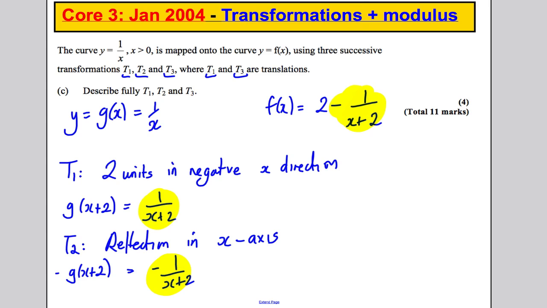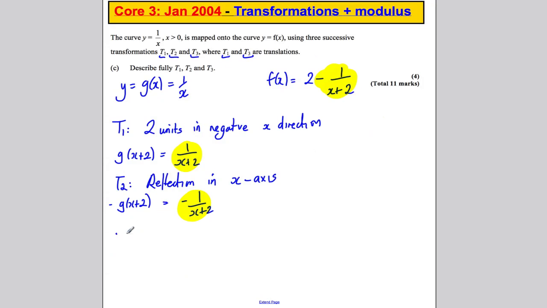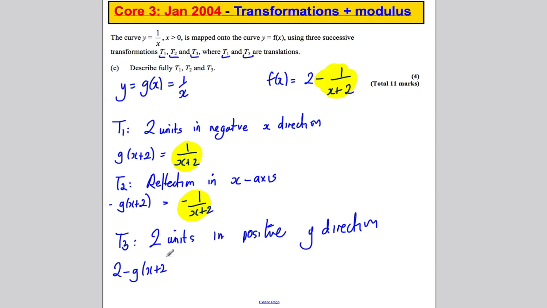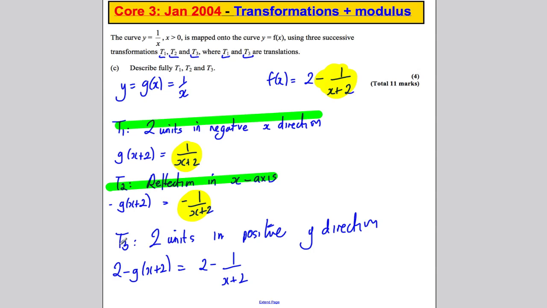And then, lastly, how do we get T3? Well, we add 2 to this, so it would be 2 units in the positive y direction. So we'd be doing 2 subtract g of x plus 2, adding 2, which would give us the 2 subtract 1 over x plus 2 we're looking for. So T1 must be that, T2 must be that, and T3 must be that. Next question, pause the video, have a go.